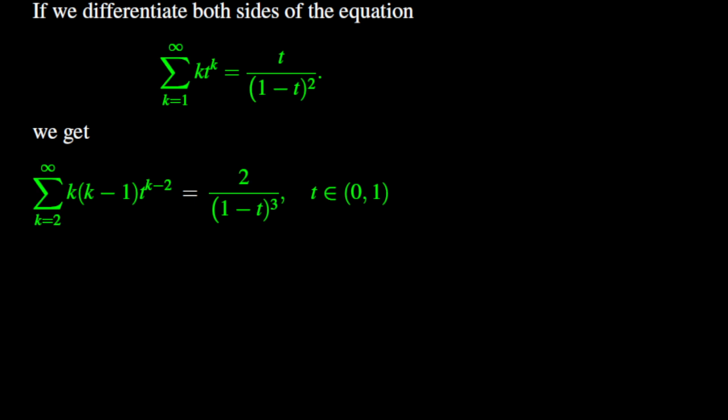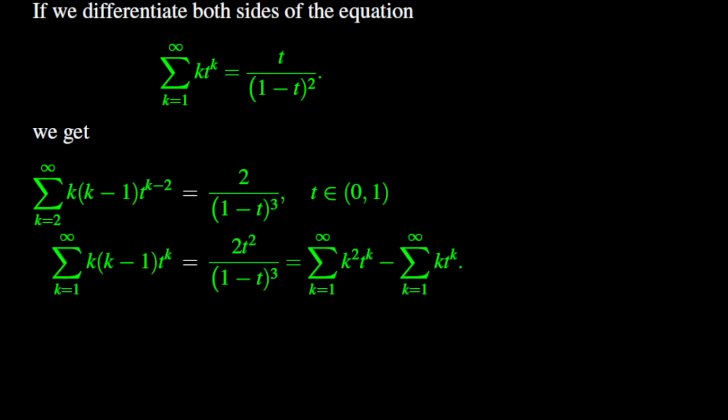In order to compute the variance of X, we will repeat the same process. We will differentiate the series k t to the power k, for k going from 1 to infinity. When we differentiate the series, we see that the series with leading term k times k minus 1 times t to the power k minus 2, for k going from 1 to infinity, converges to the fraction 2 over the quantity 1 minus t cubed.